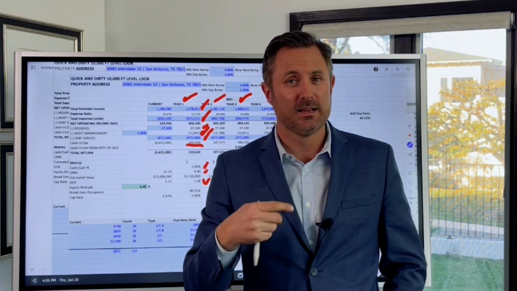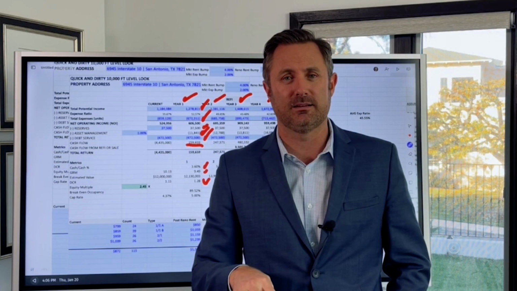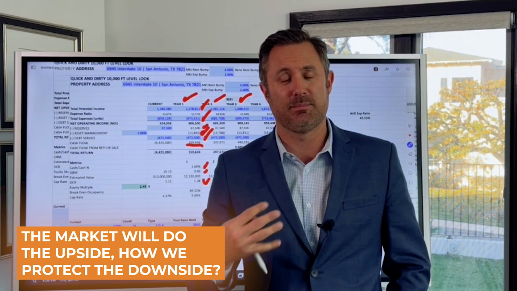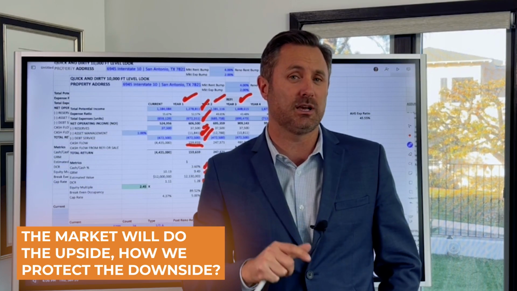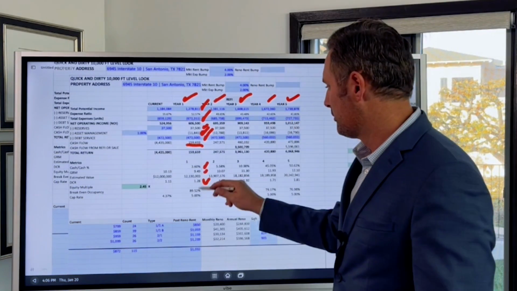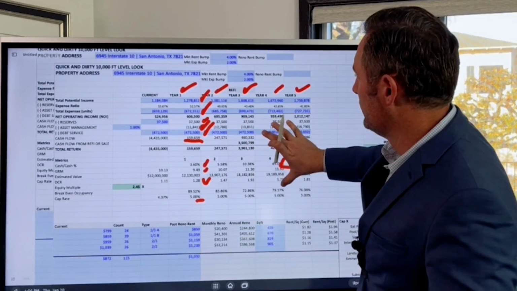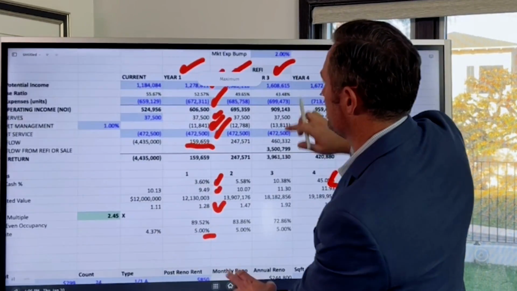We look at that because I'm always looking at how we protect the downside. The market will do the upside. How do we protect the downside in a bad market and do the best we can to protect ourselves and our investors in the asset? So break-even analysis and then cap rates. That's how we're looking at it on a year-by-year basis.